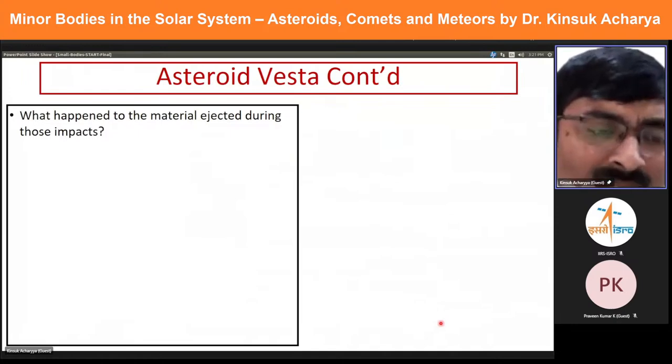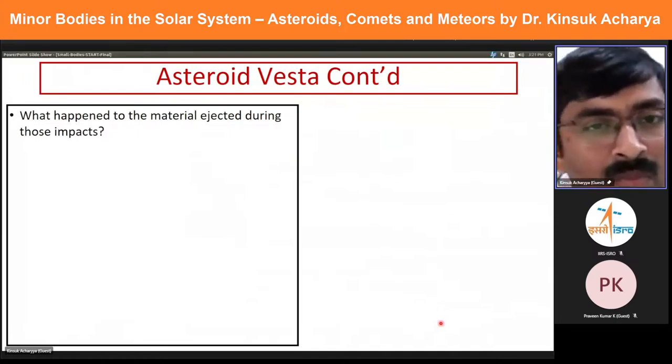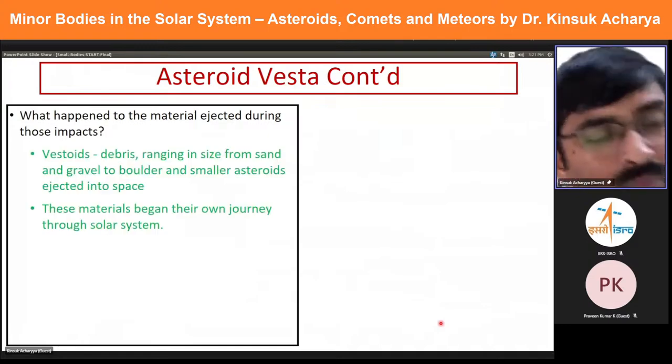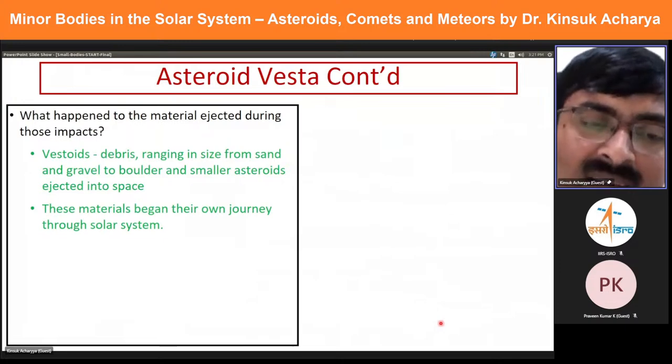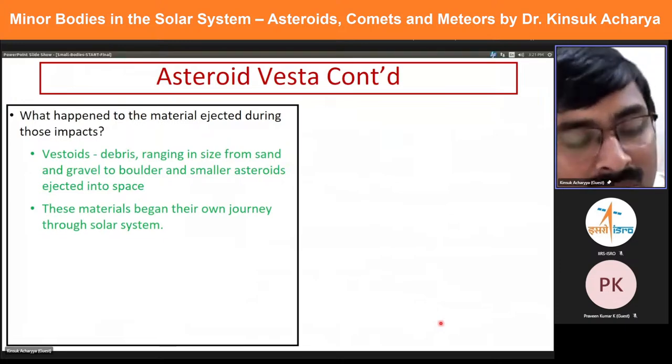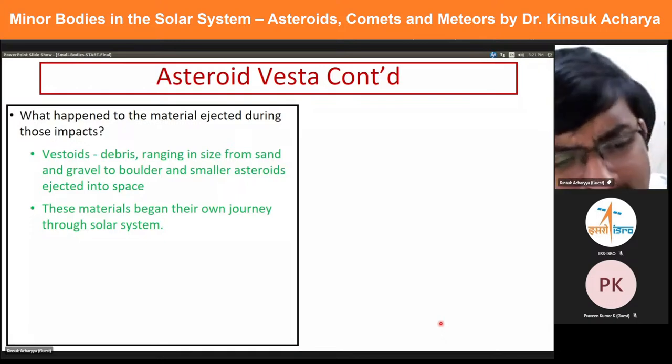When a large object hits this asteroid, what will happen? It will eject a lot of material into space. Basically we can call them vestoids. This debris, ranging from very small sizes to smaller asteroids, is ejected into space.